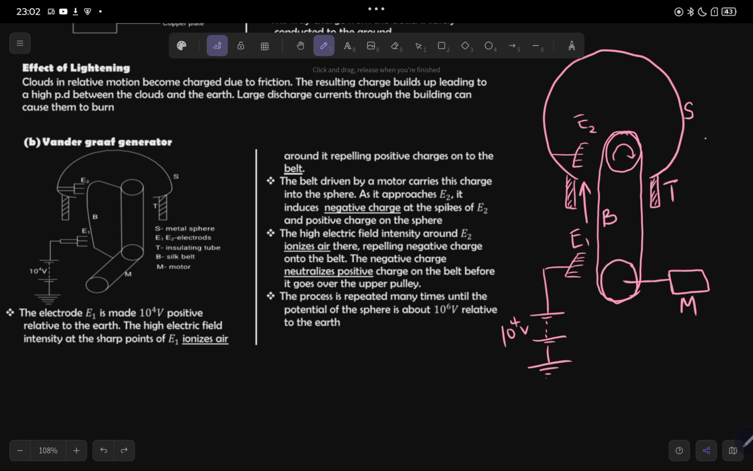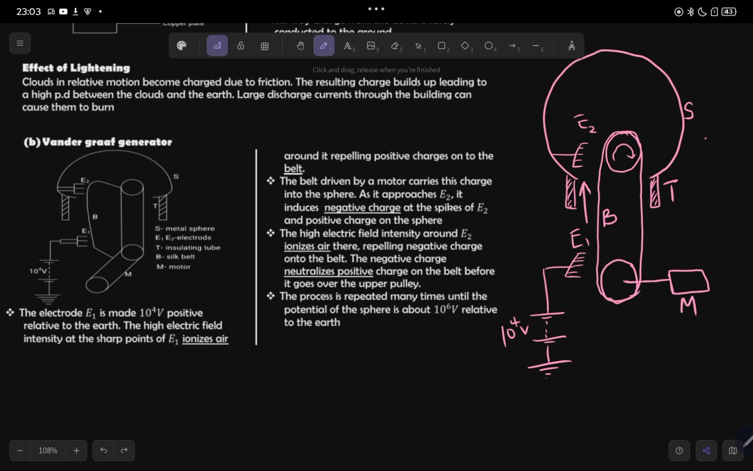Now, the high density of negative charges on electrode E2 will ionize the air again around E2 into positive and negative ion pairs. The positive ions will be attracted to the spikes of electrode E2 and neutralize the negative charge which has been formed, whereas the negative charges which were formed by ionizing the air will be repelled or pushed onto the belt and will discharge the positive charge which came with the belt before the belt goes over the second pulley, and we keep on repeating the process.